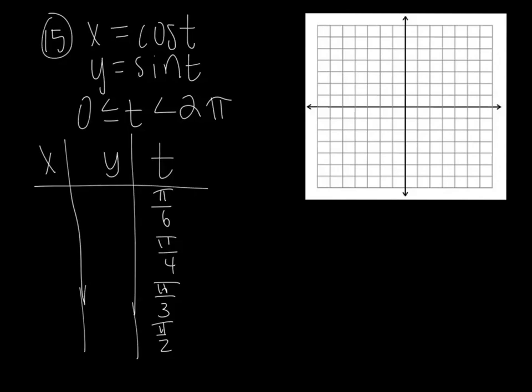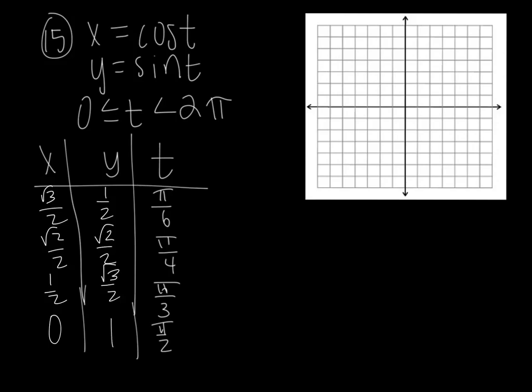So, when plugging in pi over 6, cosine of pi over 6 is root 3 over 2. Sine is 1 over 2. Pi over 4, cosine is root 2 over 2, and sine is root 2 over 2. Pi over 3, cosine is 1/2, and the sine is root 3 over 2. And for pi over 2, cosine of pi over 2 is 0, and the sine is 1.